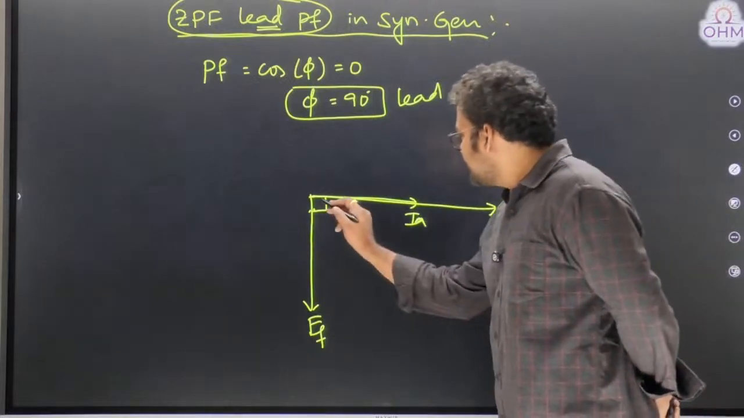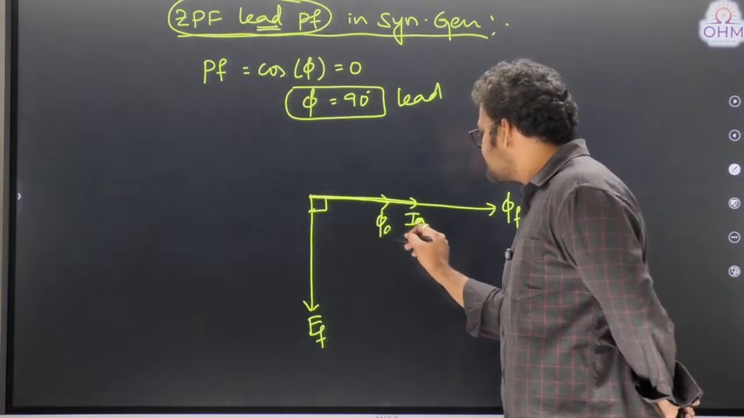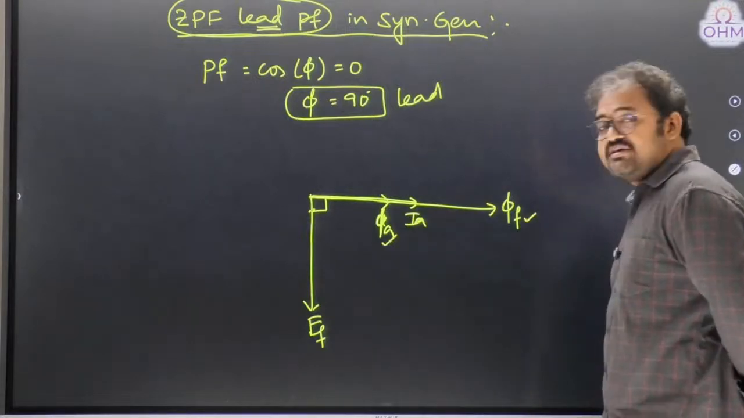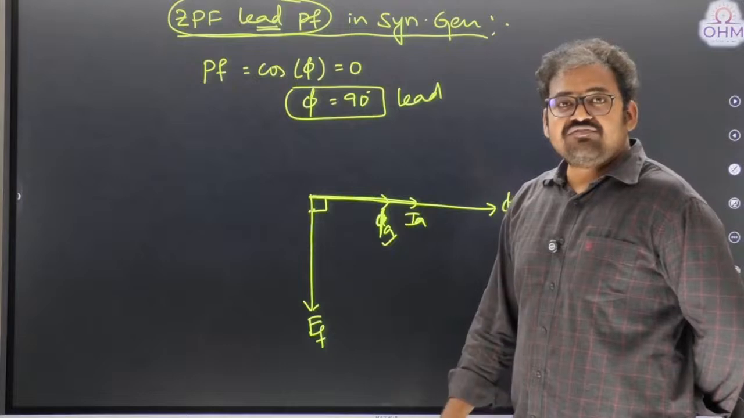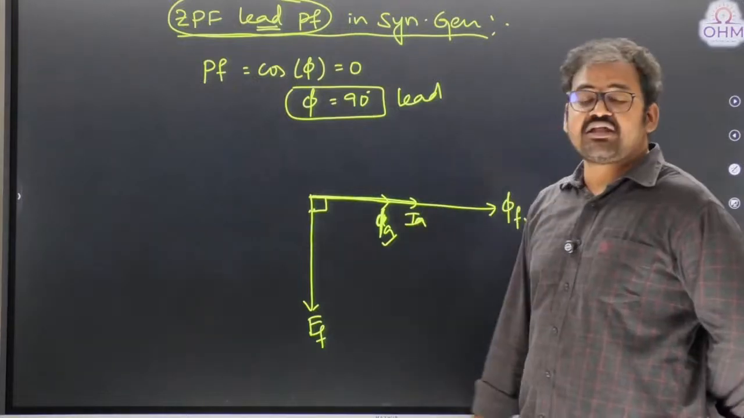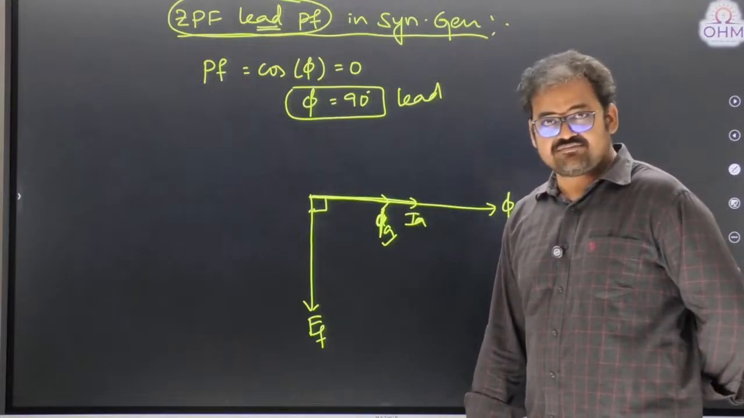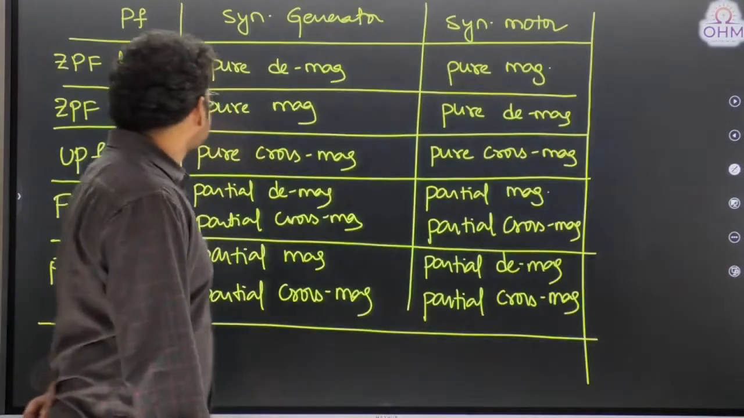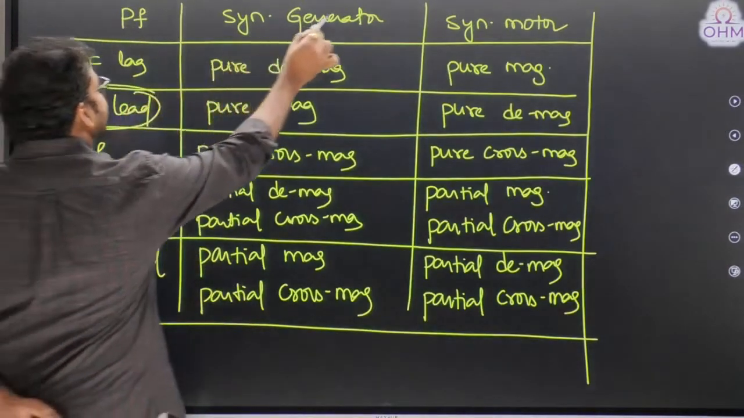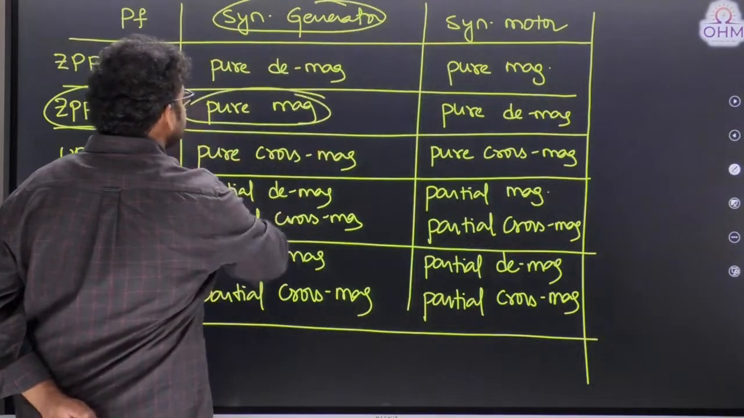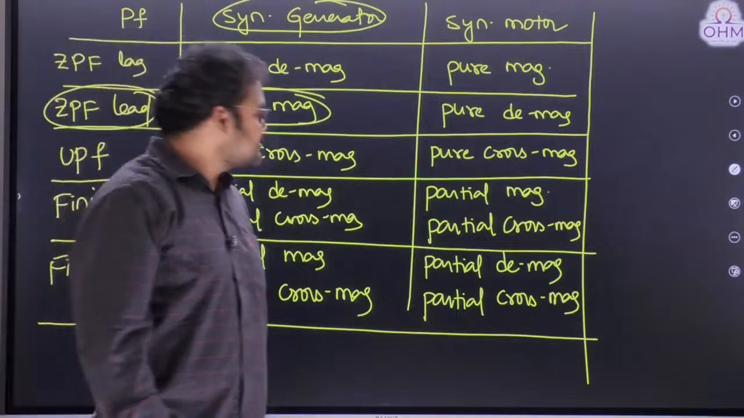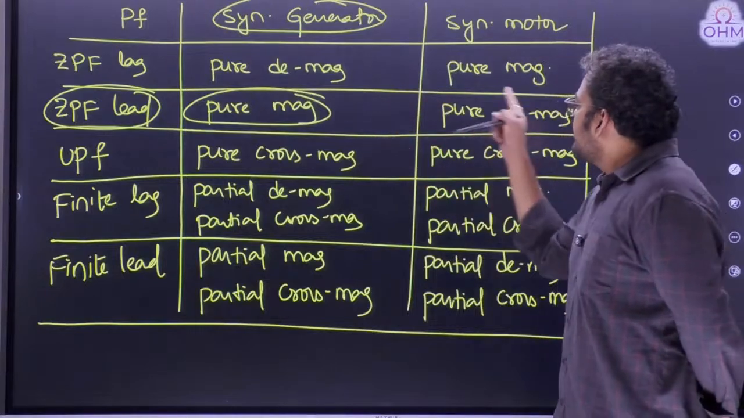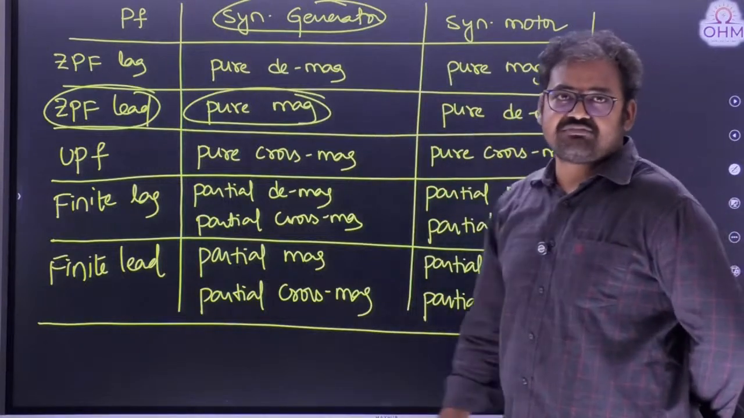If this is armature current, can I say armature flux will also be in the same phase? Now you can understand what is the angle between main field flux and armature flux. Can I say both are in phase with each other? Main field flux and armature flux both are in phase. That means both are magnetizing each other. So for ZPF leading power factor, in case of a generator, the effect of armature reaction is pure magnetization. And if it is magnetization in generator, in motor it will become demagnetization. Understand? Okay.